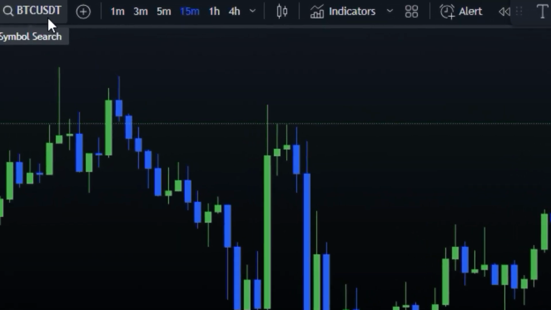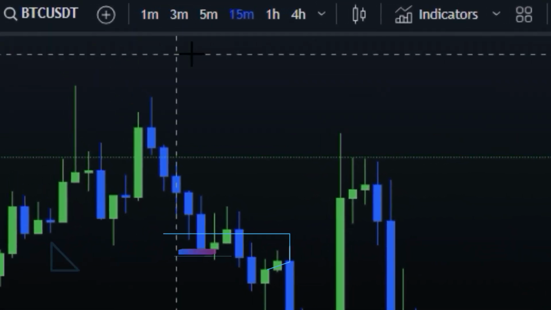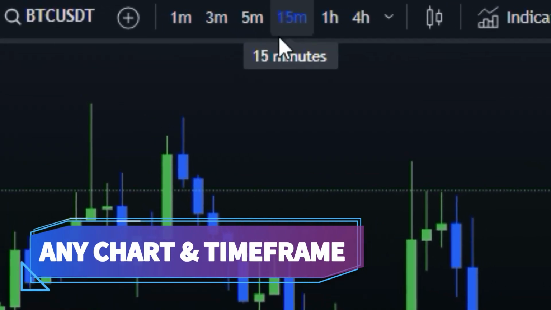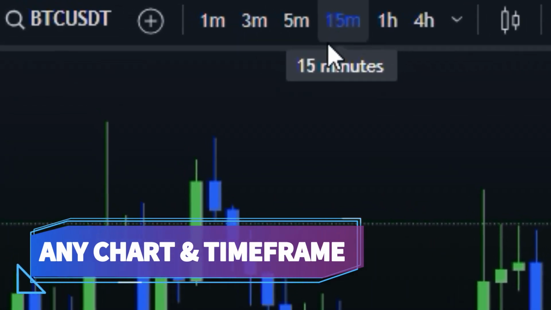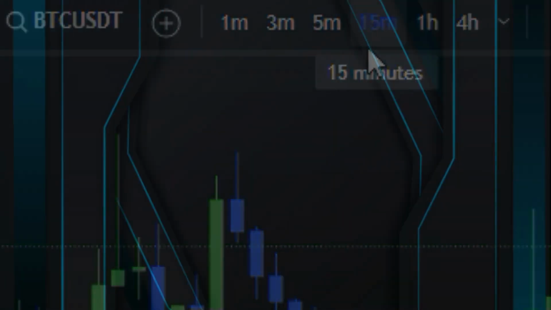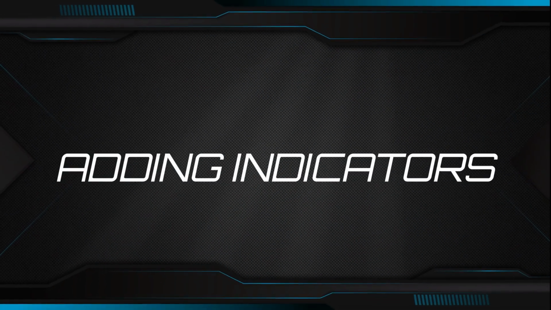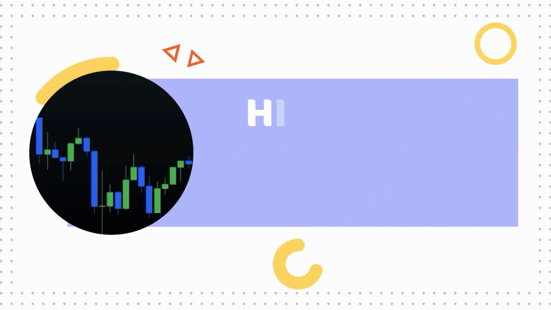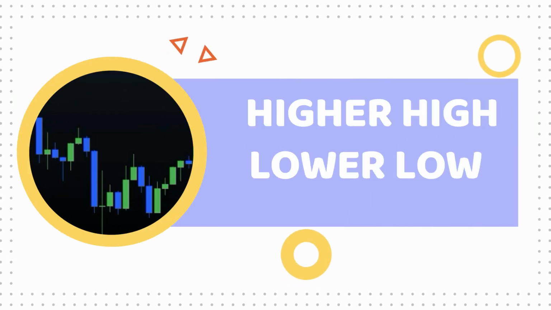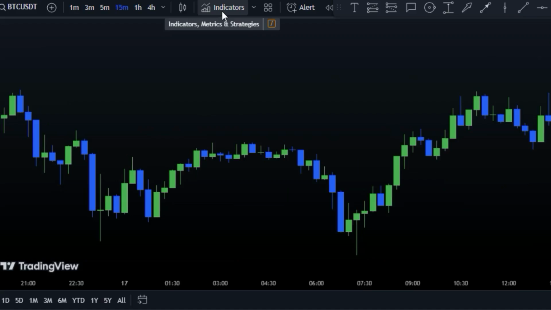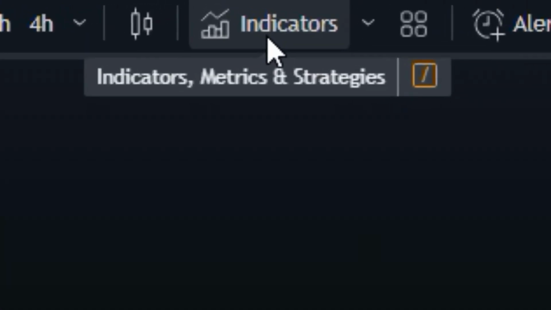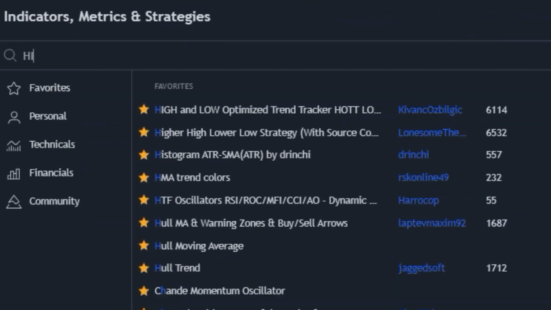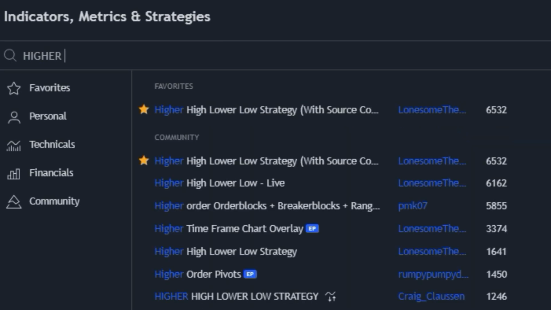First, open a new tab on TradingView and select any chart from the available options. Then click on the Indicators tab and search for the Higher High Lower Low strategy. This powerful script identifies pivot highs and lows, calculates higher highs and lower lows, and even determines support and resistance levels.